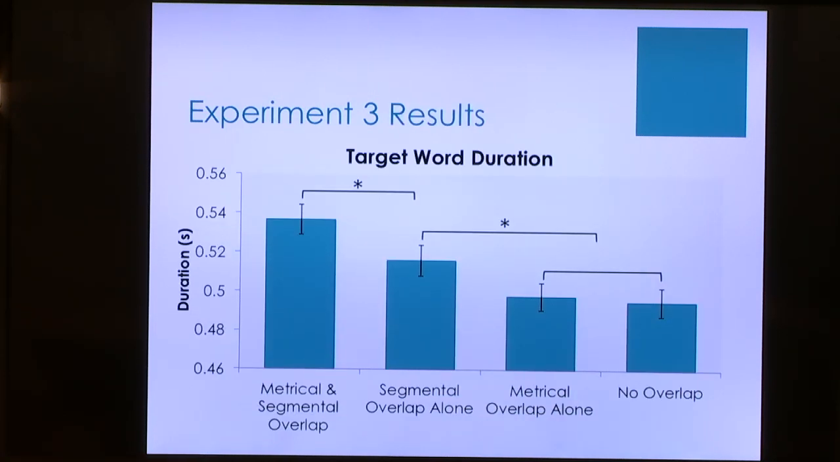And again, we showed that metrical segmental overlap led to significantly longer duration than segmental overlap alone. And interestingly, both of these conditions were longer than metrical overlap alone. And again, there's no difference between metrical overlap and the control condition, which means really we're not getting an effect of meter by itself. We had to have some form of segmental overlap first in order to get this effect.